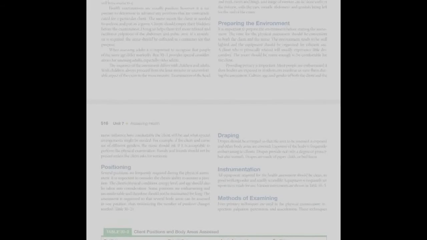And neck, heart and lungs, and range of motion can be done early in the process, with the ears, mouth, abdomen, and genitals being left for the end of the exam. Preparing the environment. It is important to prepare the environment before starting the assessment. The time for the physical assessment should be convenient to both the client and the nurse. The environment needs to be well lighted, and the equipment should be organized for efficient use.